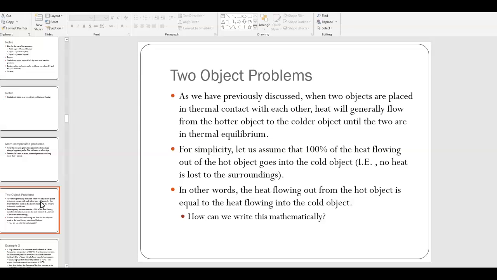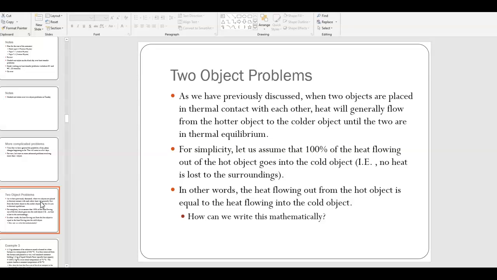We talked about before when you have a situation where two objects are in thermal contact with each other, the overall thermal energy typically tends to flow from the hotter object into the colder object until the two objects reach what's called thermal equilibrium, which is the state where they reach the same temperature and there's no net heat flow between them. And so we're going to make some assumptions in the problems that we're going to be doing. We're going to assume that 100% of the heat that's flowing out of the hot object goes into the cold object.